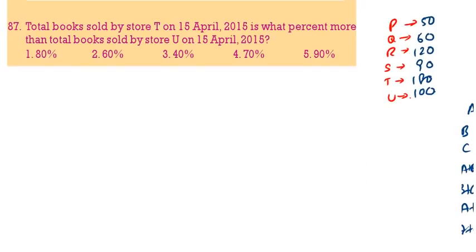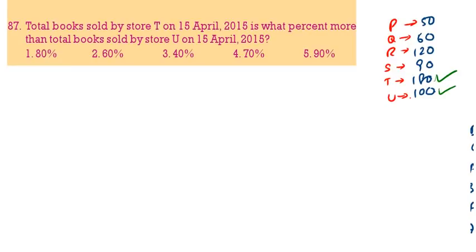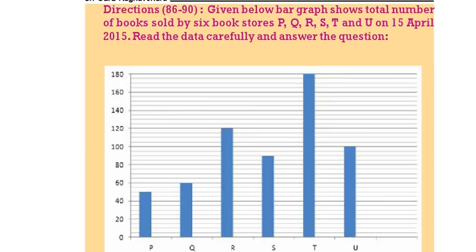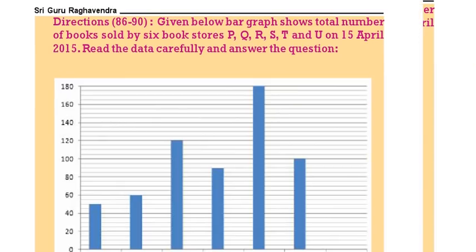See the next question. The total books T in April 2015 is how much more than U in April 2015? T is 180, U is 100. So it is how much percent more? 80% more. 80% is the correct answer.